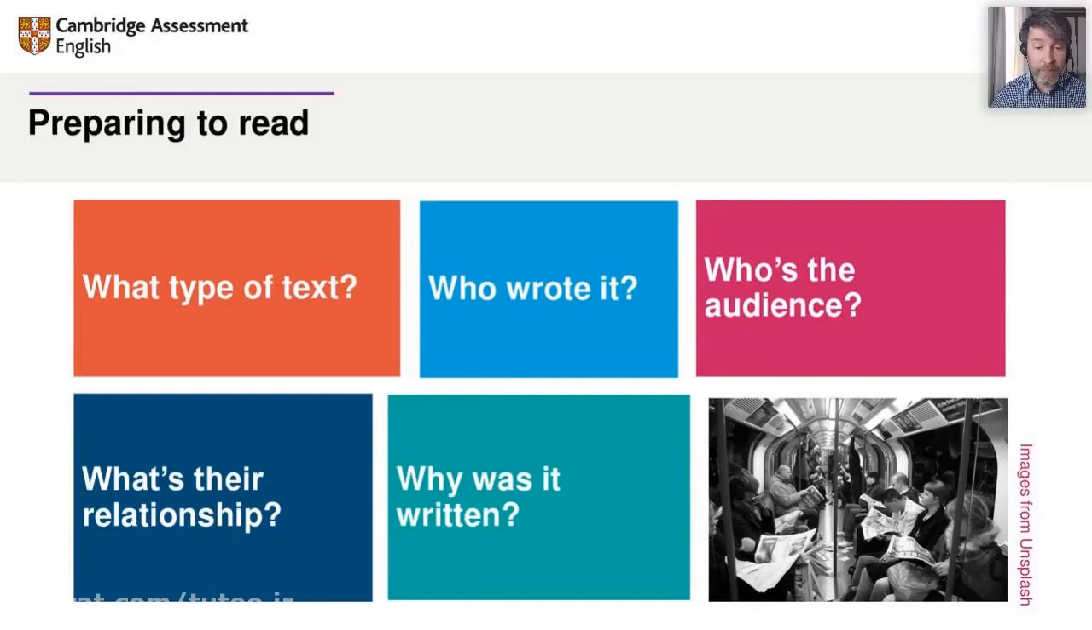Something you could do here is take a photo of the screen, or if you have pen and paper handy, just scribble down the 5 questions. Okay, what type of text? Who wrote it? Who's the audience? What's their relationship? And why was it written?